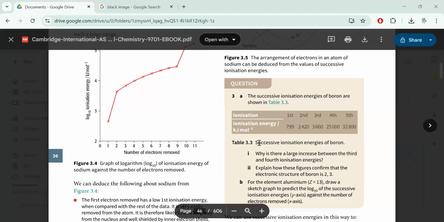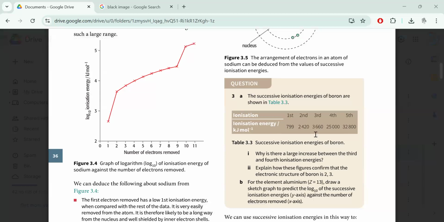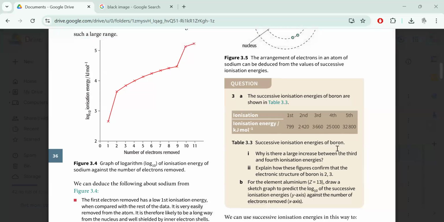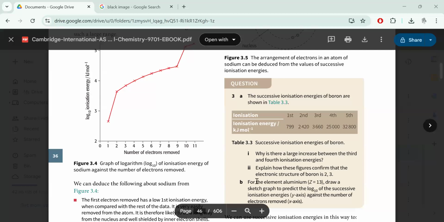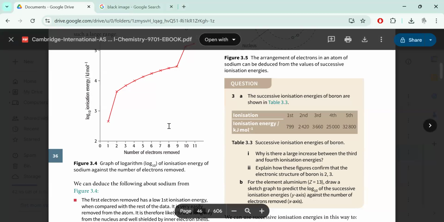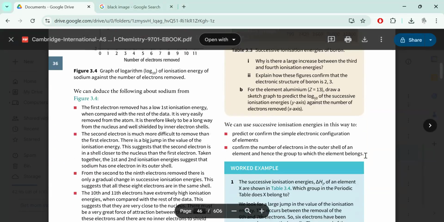This is basically the same as this one, but this one has a table already, and we have to calculate it first. It will take a really long time, so I think if you understand the concept, you can do question B. I think we can skip that.